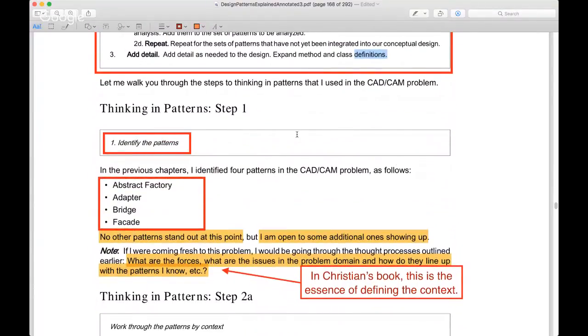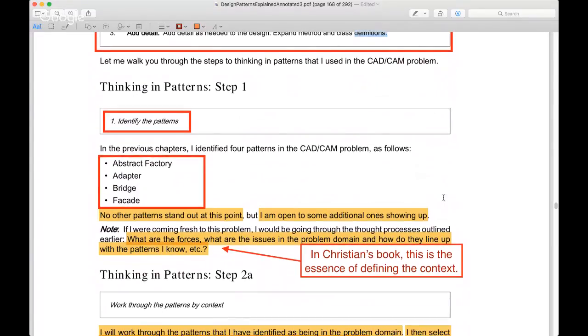All right, so the first step, identify the patterns. In the previous chapters, he identified the 4 patterns in the CAD/CAM system.